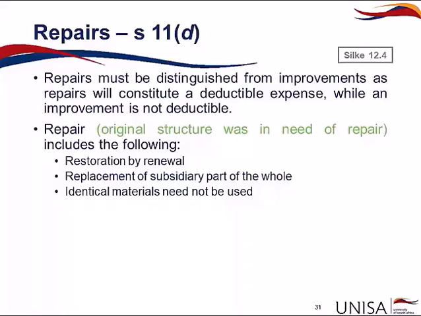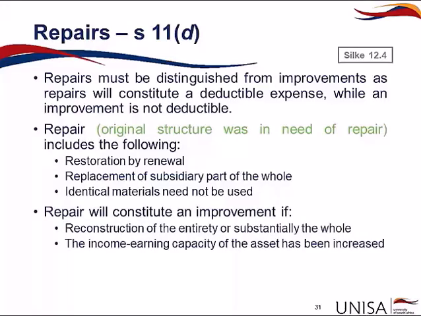So therefore, if I have carpets in a house or in an office that are in disrepair and they need to be repaired, if I replace those carpets with, let's say, laminate wood flooring, I'm not using identical materials, but I am restoring the structure to its original condition, where the floors are usable. In that case, you could say that those repairs, the replacement, even by using wooden flooring, is a repair. However, we need to make sure that it does not increase the income earning capacity of the asset, as that would then constitute an improvement.